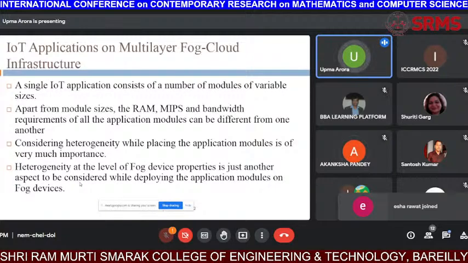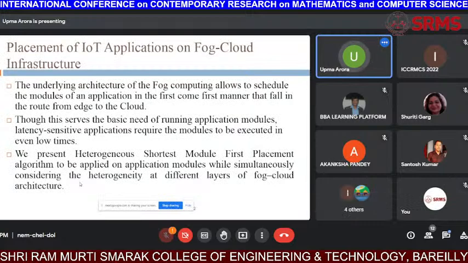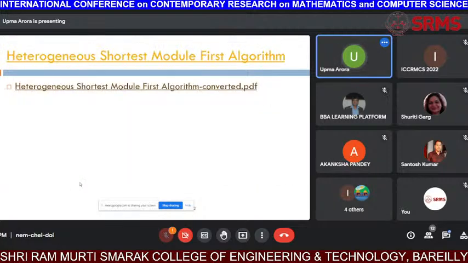Heterogeneity at the level of fog device properties is just another aspect to be considered while deploying the application modules on fog devices. The underlying architecture of fog computing allows to schedule the modules of an application in a first come first served manner that fall in the route from edge to cloud. Though this serves the basic need of running application modules, latency-sensitive applications require the modules to be executed in even lower times. We present a heterogeneous shortest module first placement algorithm to be applied on application modules while simultaneously considering heterogeneity at different levels of fog cloud architecture.